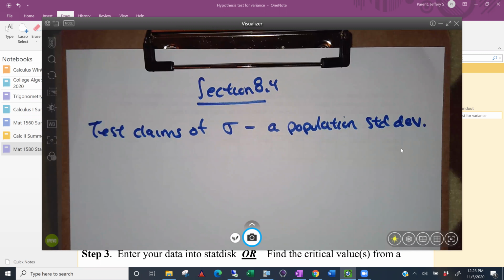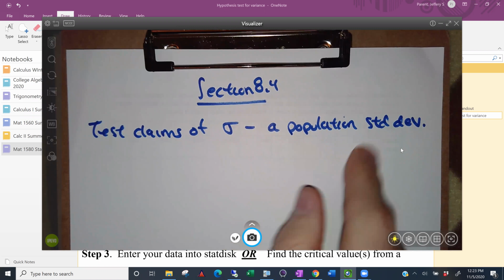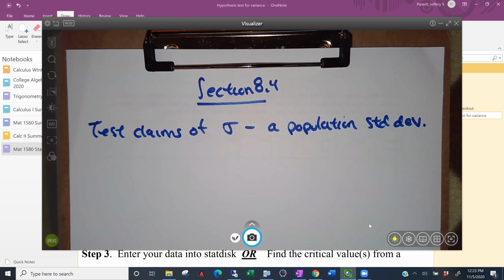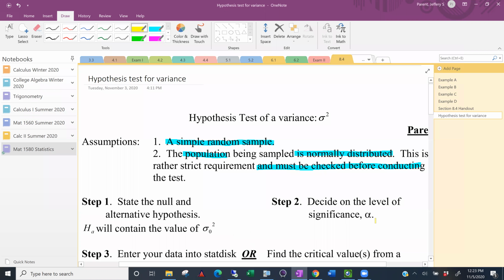So section 8.4, we're going to test claims of sigma, which is your population standard deviation. Now I sent you a handout that should look like this. It says tests for variance, but variance and standard deviation are pretty tightly related. One's just the square of the other.